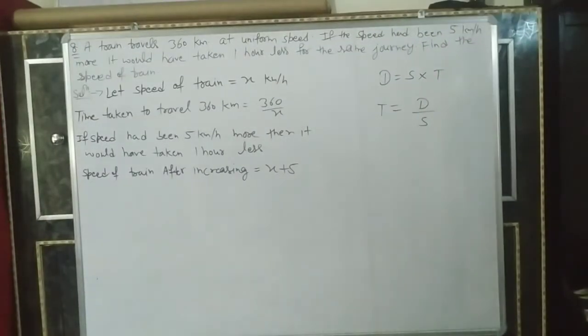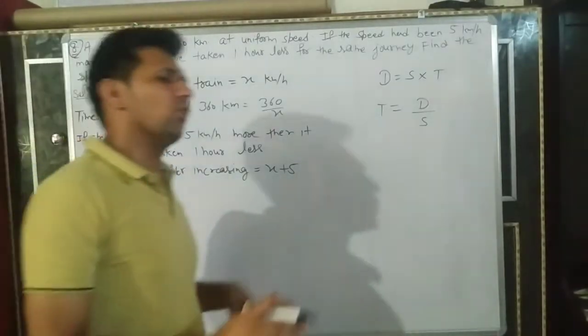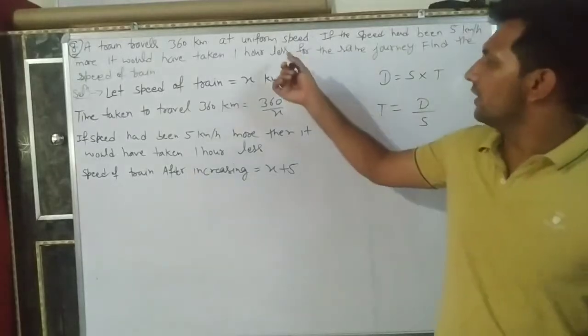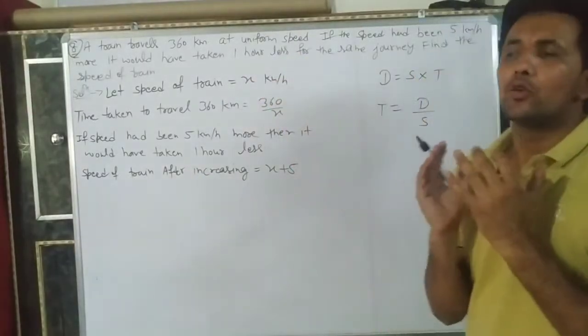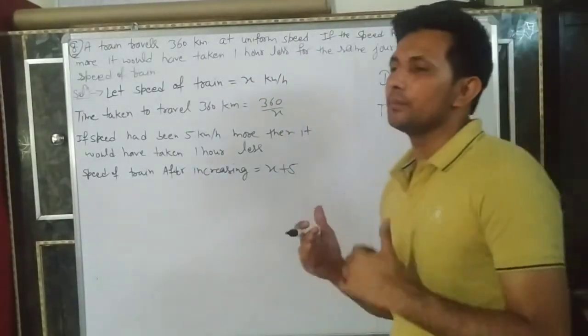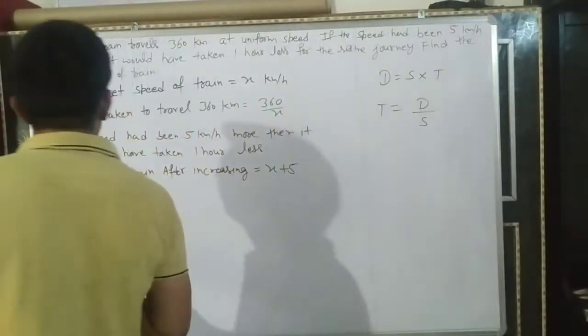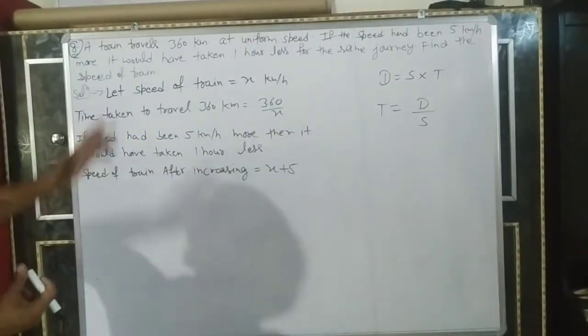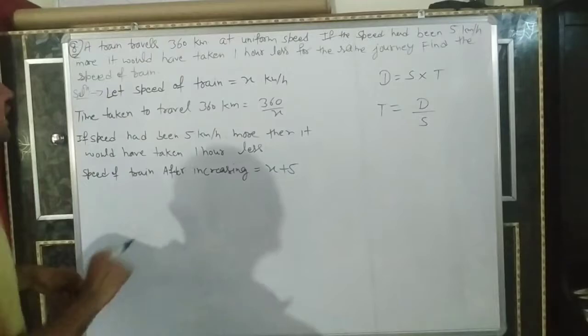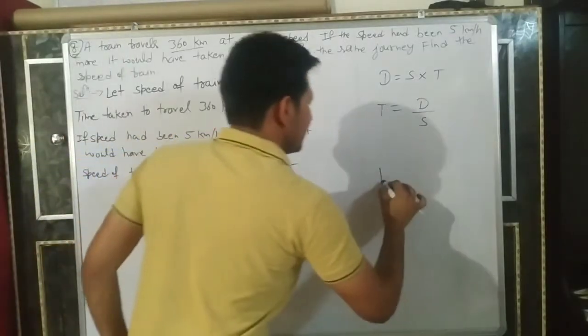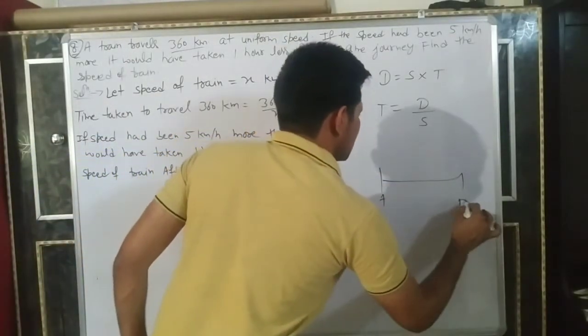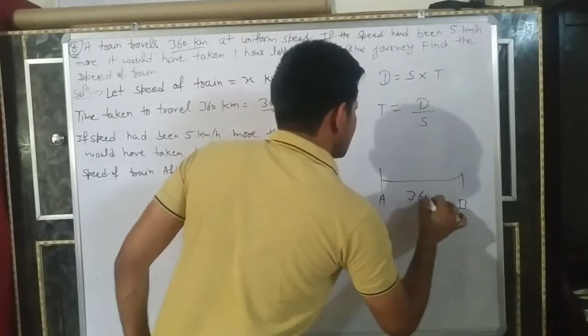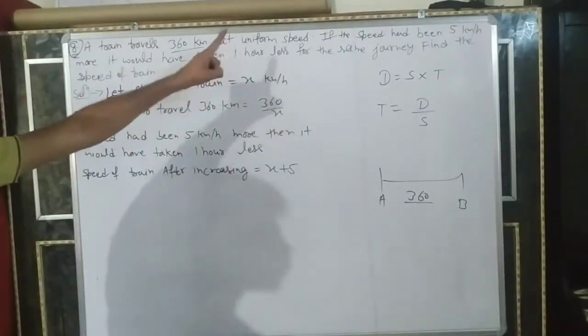Next question, question number 8. Look, we have already finished the same type of question, but we did it using two variables. Now we are using a quadratic equation. What is given? A train travels 360 km. So the total distance is 360 km at uniform speed.